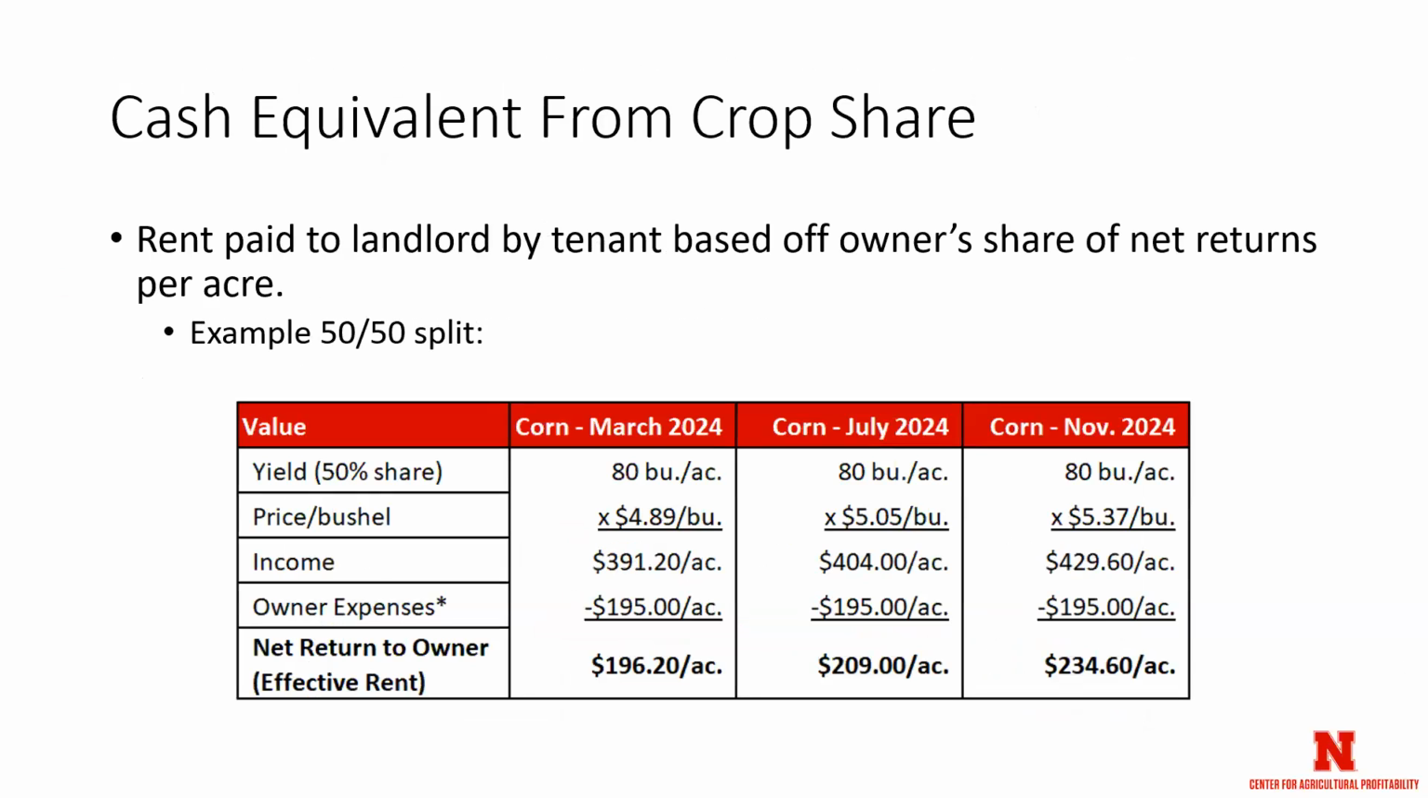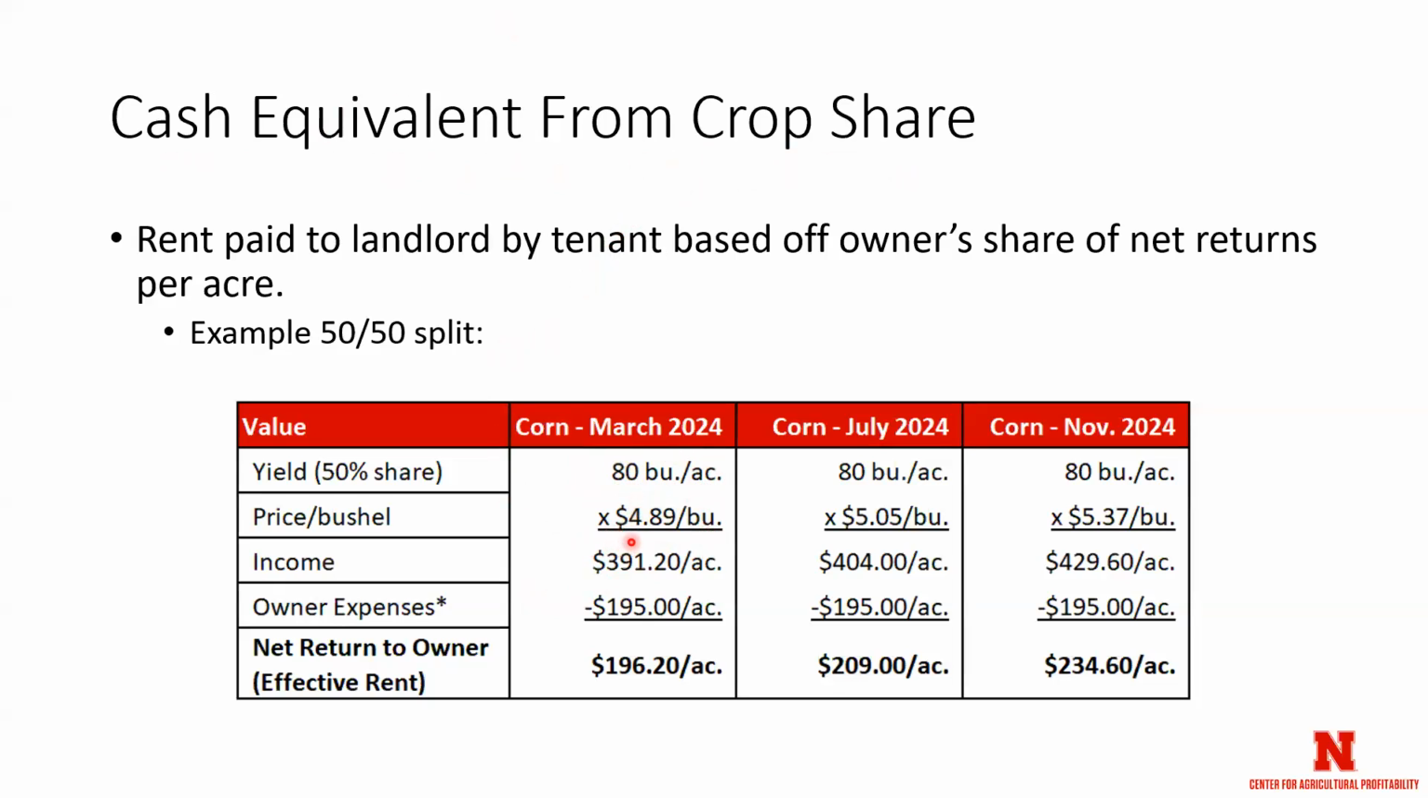Now, many folks that are trying to figure out 2024 cash rents, I think this is a good example that's called cash equivalent from crop share. Under the cash equivalent from crop share, let's say we are doing a crop share lease, but we are trying to make it into a cash rent. This is a good way to convert it. So what I did here, in this made up example, the landlord gets half the yield, the tenant gets the other half. So 80 bushel goes to the landlord, 80 bushel goes to the tenant.